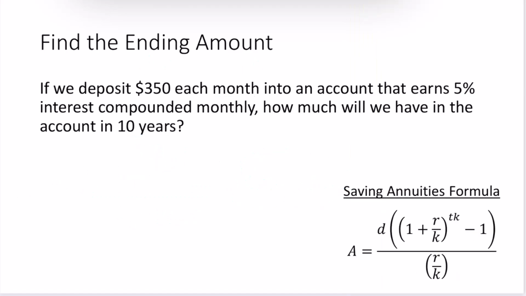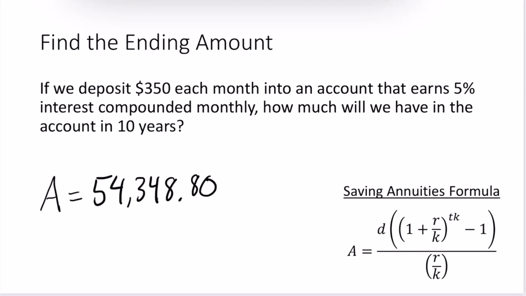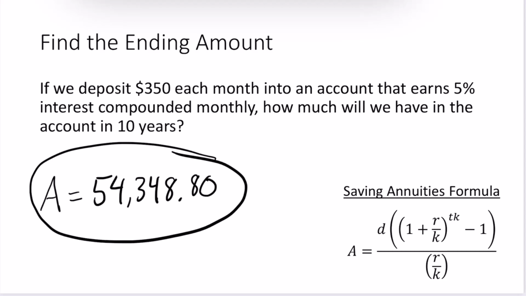So why don't you pause this video and try this one on your own, and then restart it to see what the answer is. All right, so on this one, you should have ended up with $54,348.80. And if you didn't get this number, then go back and try your calculation again. And if you need to, rewind this video to see how I did my calculation for the previous problem.